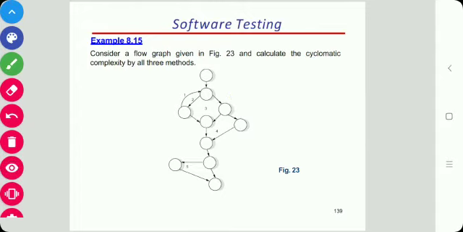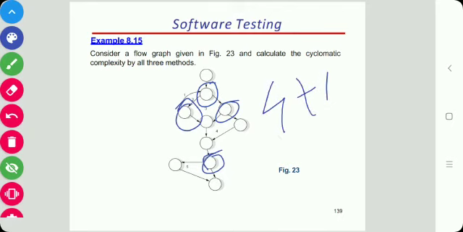The second method is to calculate the predicate nodes. Predicate nodes are those having two outgoing edges. So it is 1, 2, 3 and this is 4. So predicate nodes are 4, plus 1 means the cyclomatic complexity is 5 again.